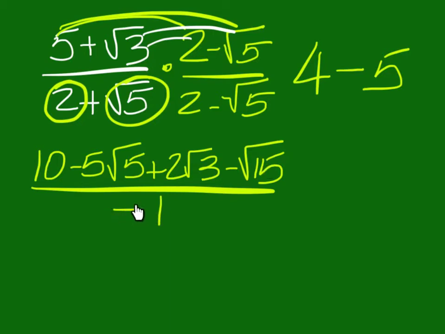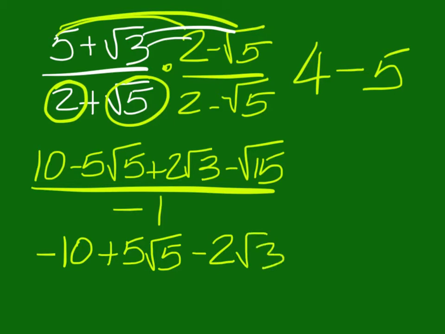Now look at the bottom. You have a negative 1. You want to get rid of that, and to get rid of it, you have to change the sign of everything on top. Negative 10 plus 5 square root of 5 minus 2 square root of 3, and then plus square root of 15.